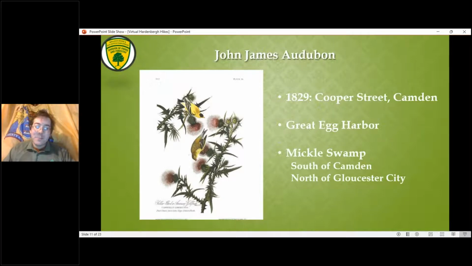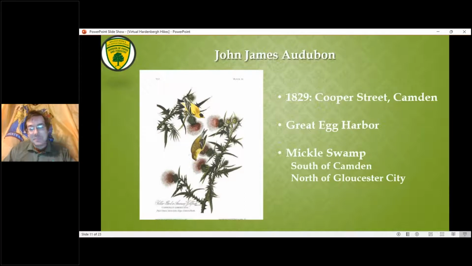Audubon, I will point out, has his own New Jersey connections. Although he was not a New Jerseyan, he certainly worked and studied in New Jersey, studying in the field in New Jersey. For a time in 1829, he actually took up a longer-term residence on Cooper Street in Camden in New Jersey. And of course, in Camden County today is the borough of Audubon, named in honor of his work in that greater region.